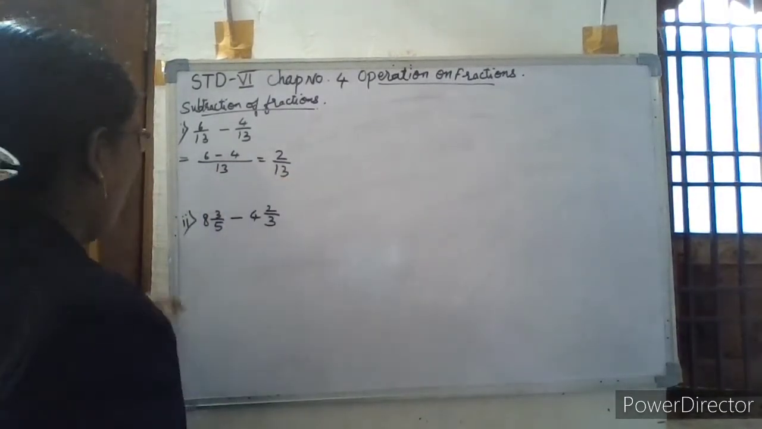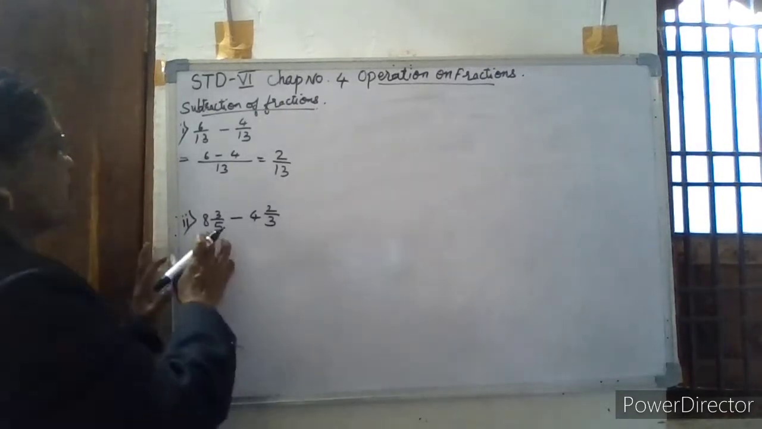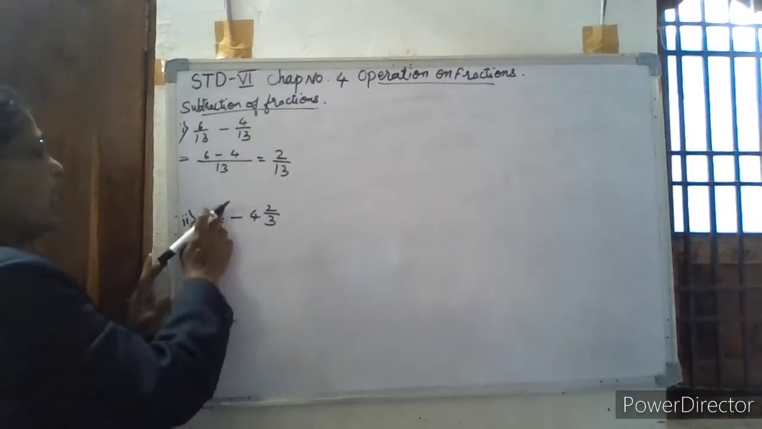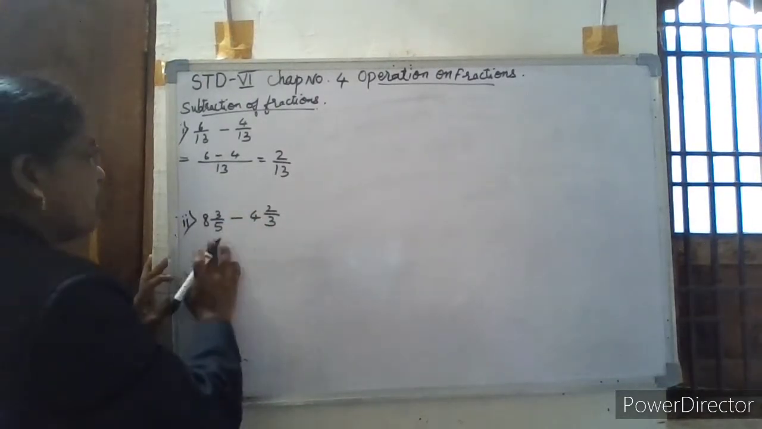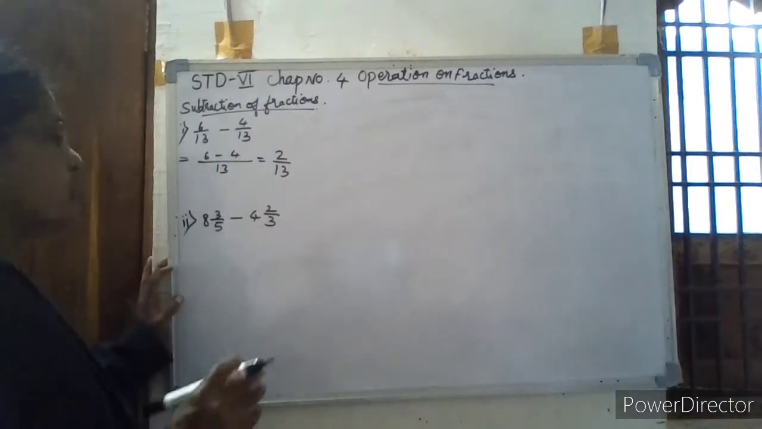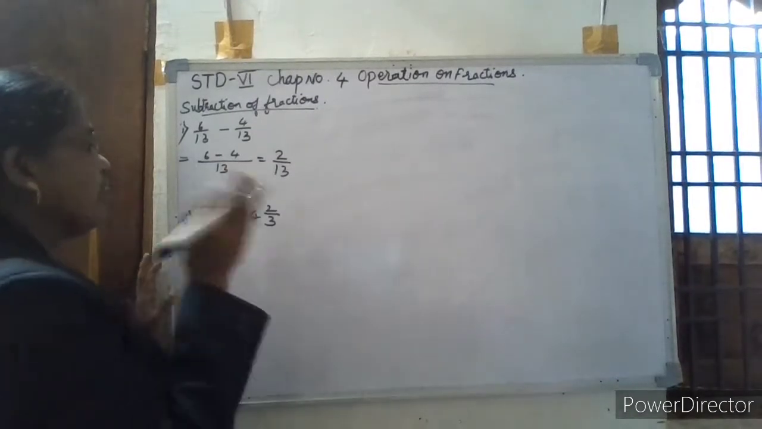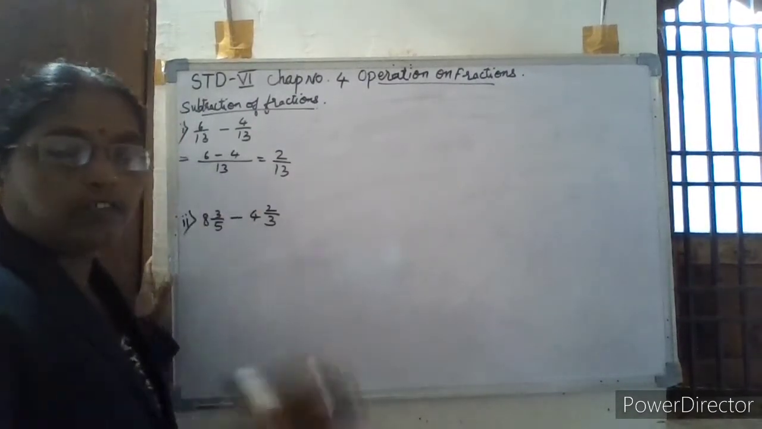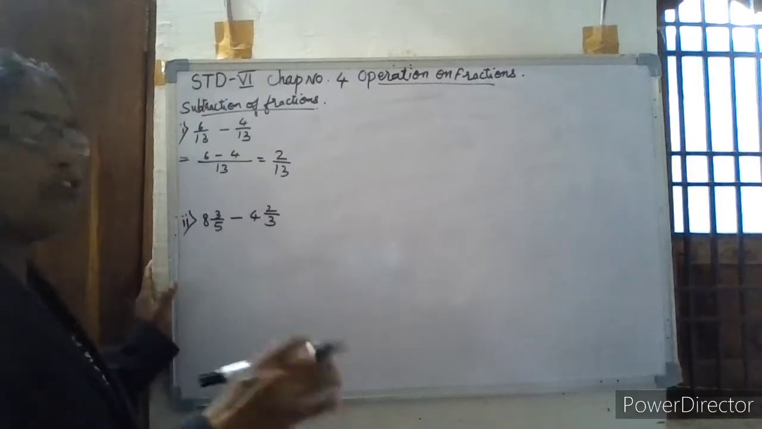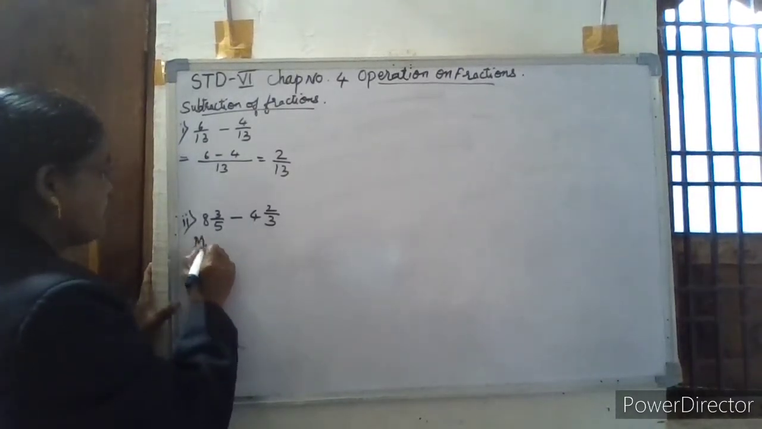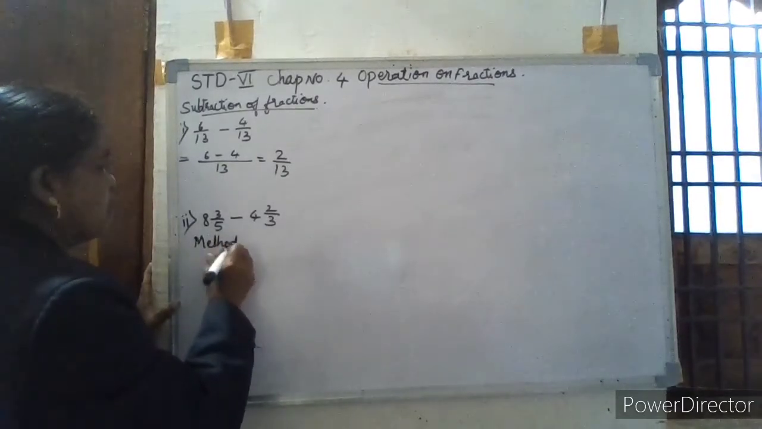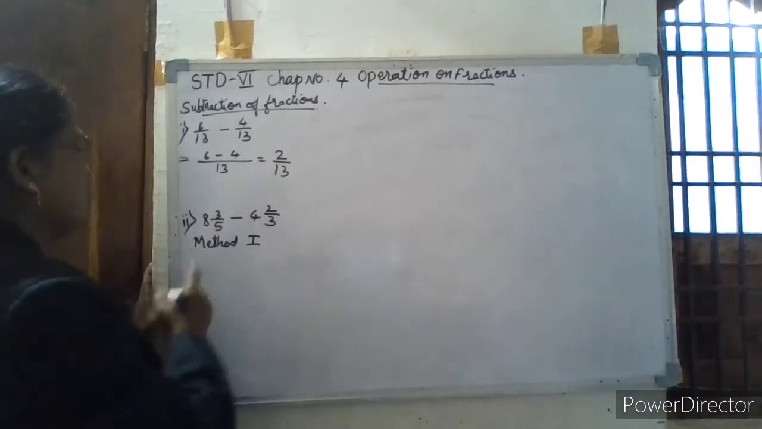Now, if we have a mixed fraction like this, 8 3 by 5 minus 4 2 by 3, the denominators are different here. Just as in addition you learnt two methods, the same way for subtraction also we have two methods. So method 1. First method, see what we have to do.